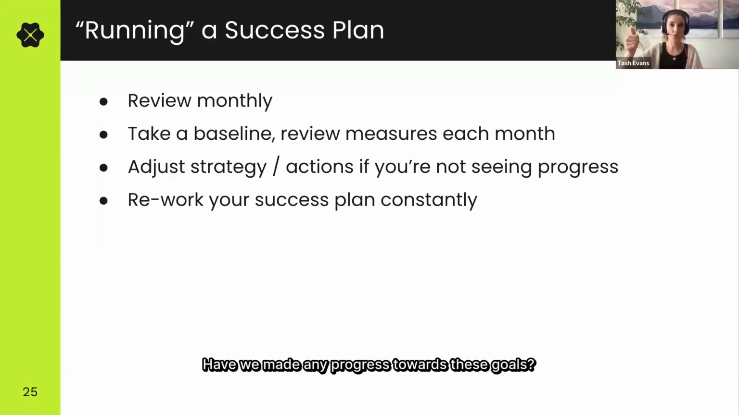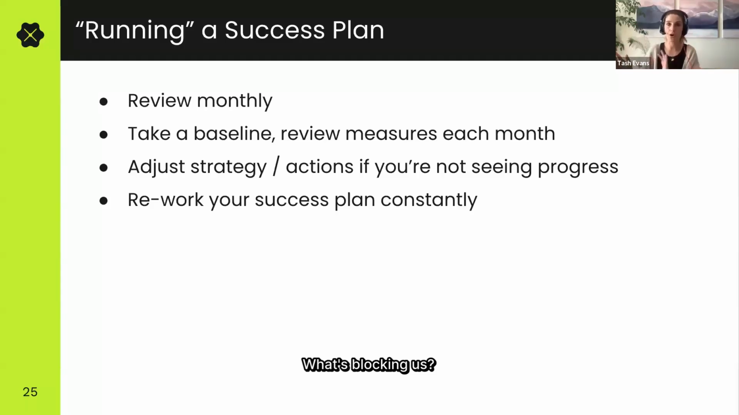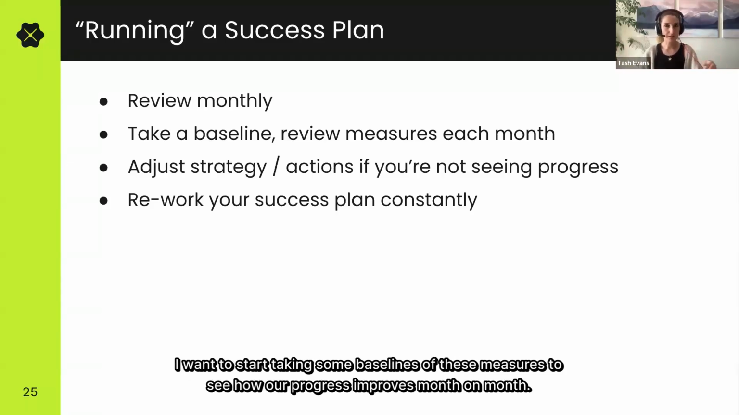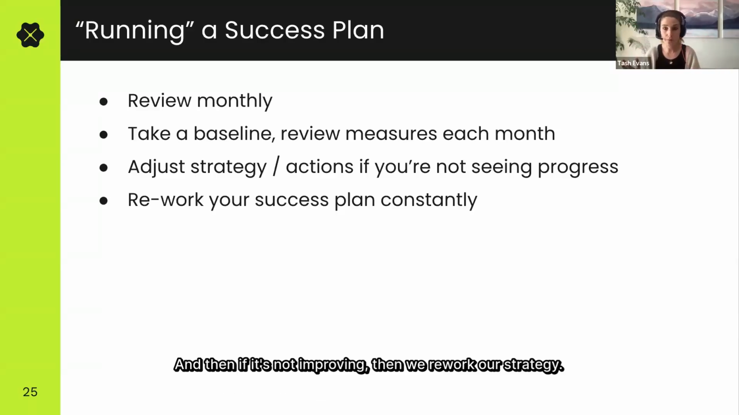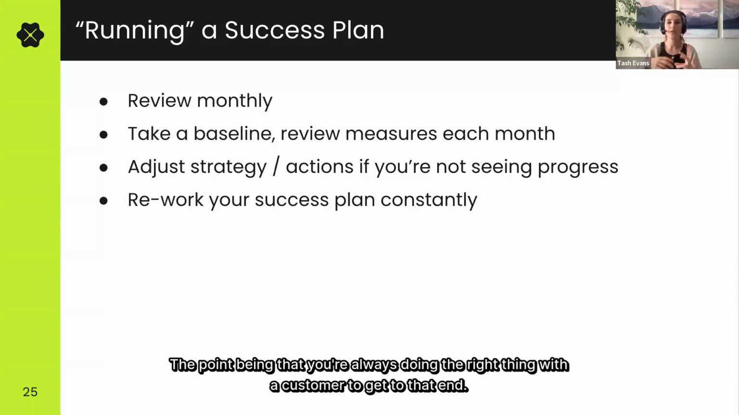Have we made any progress towards these goals? If not, why not? Which strategies have we deployed? What's next? What's blocking us? How do we move forward? I want to start taking some baselines of these measures to see how our progress improves month on month. And then if it's not improving, then we rework our strategy. We try something different and we rework our success plan. The point being that you're always doing the right thing with a customer to get to that end goal.